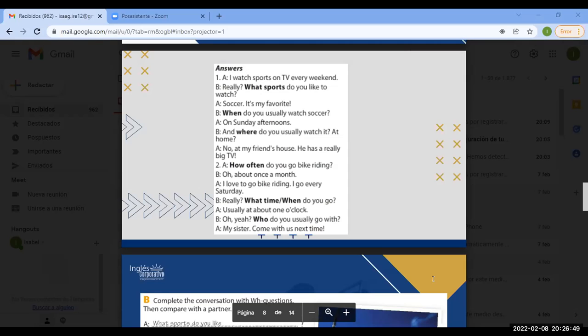How often do you go bike riding? Oh, about once a month. I love to go bike riding. I go every Saturday. Really? What time do you go? Usual at about 1 o'clock. Oh yeah. Who do you usually go with? My sister. Can we use next time?